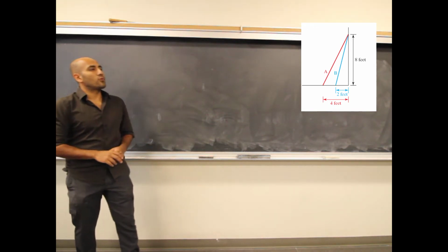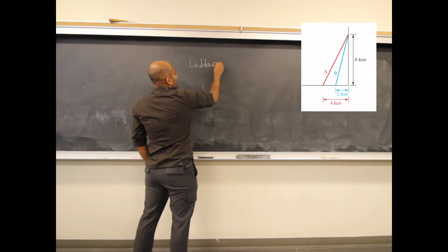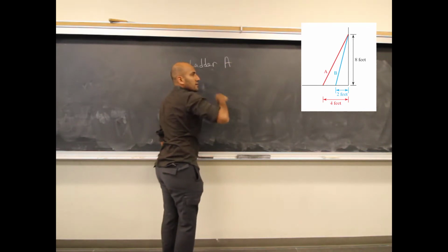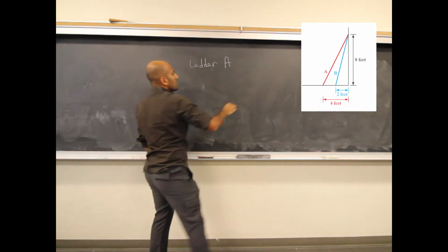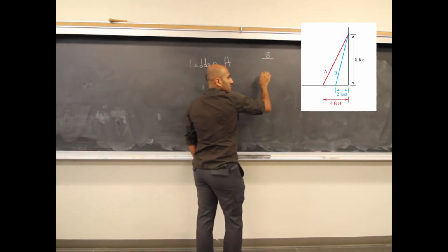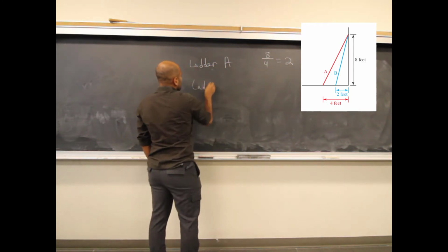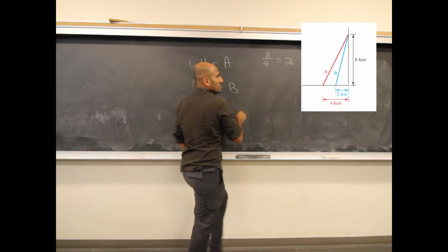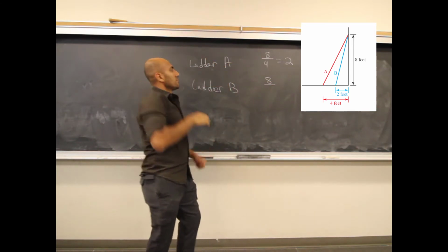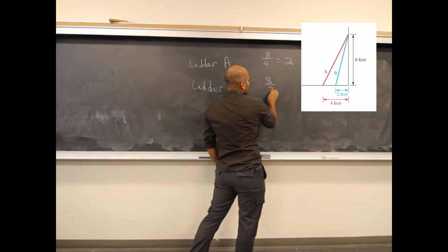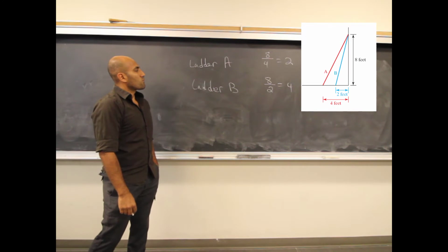So if we do that for each of them, what is the answer for ladder A? Ladder A, the ratio would be, so vertical to the horizontal, 8 over 4, which is equal to 2. And for ladder B, it would still be 8, right? Because it has the same vertical distance, divided by 2, giving us 4. And so those are the two different results we would get.